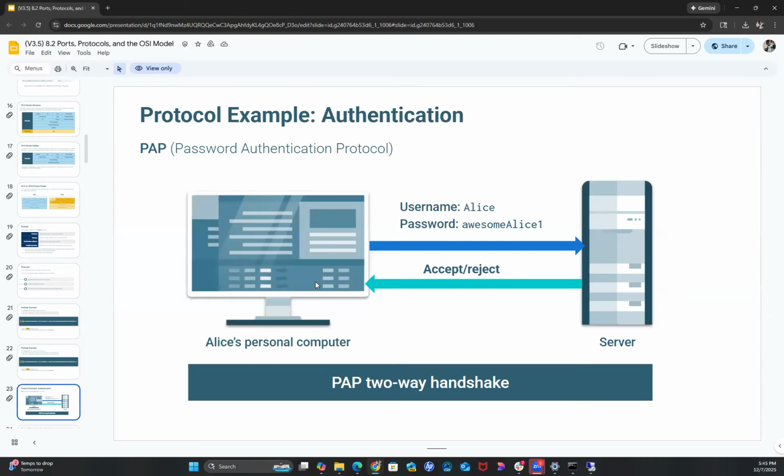Now we talk about protocol fields, for example authentication. Each protocol has its own unique structure of fields. Suppose we talk about PAP, the Password Authentication Protocol. It has its own fields and its own structure, used to authenticate users. This is a very important protocol in cybersecurity. PAP is a two-way handshake protocol.